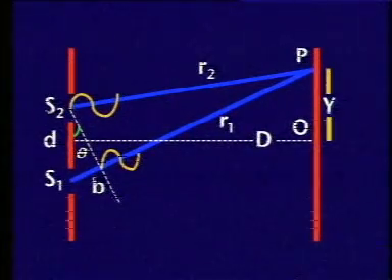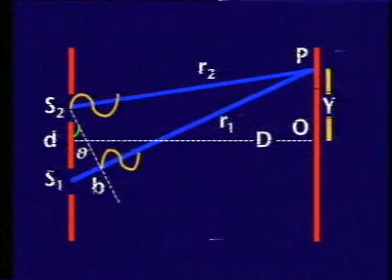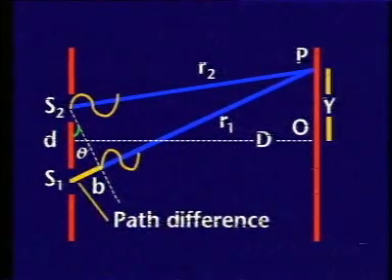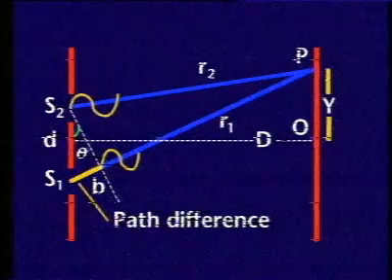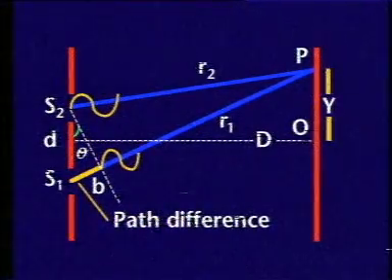The lens should be placed at a distance equal to its focal length f from the screen. Y is the distance of point P from the center of screen O. Please note that distance S1b is the extra distance which the light ray from S1 covers as compared to S2, and we call it the path difference.